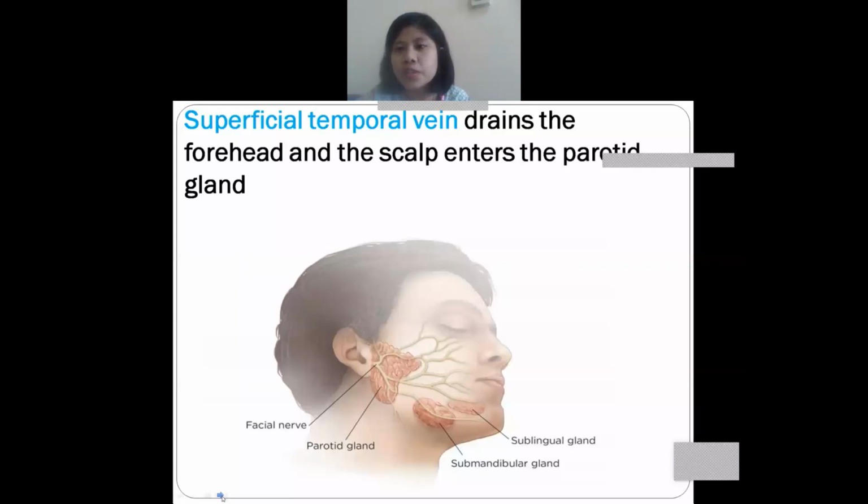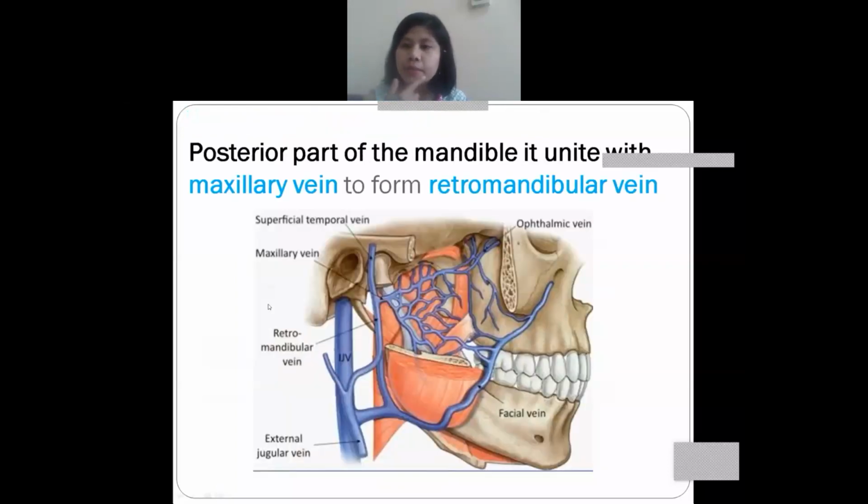Okay. Next is the posterior part of the mandible. Posterior means back. So the mandible is here. Posterior part of the mandible means obviously it will be a bit back. Anterior will be here, posterior will be here, the back side.